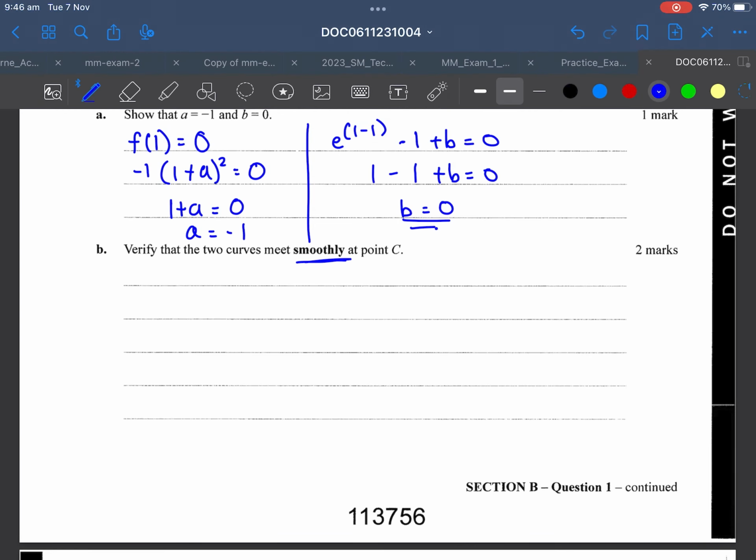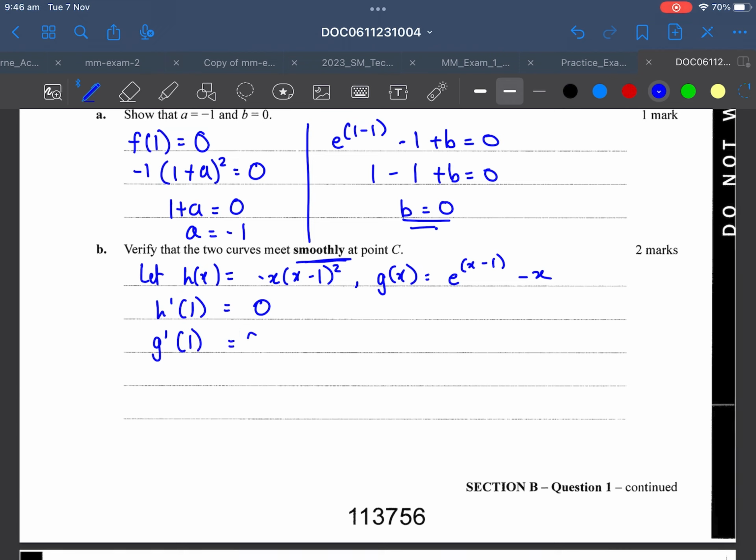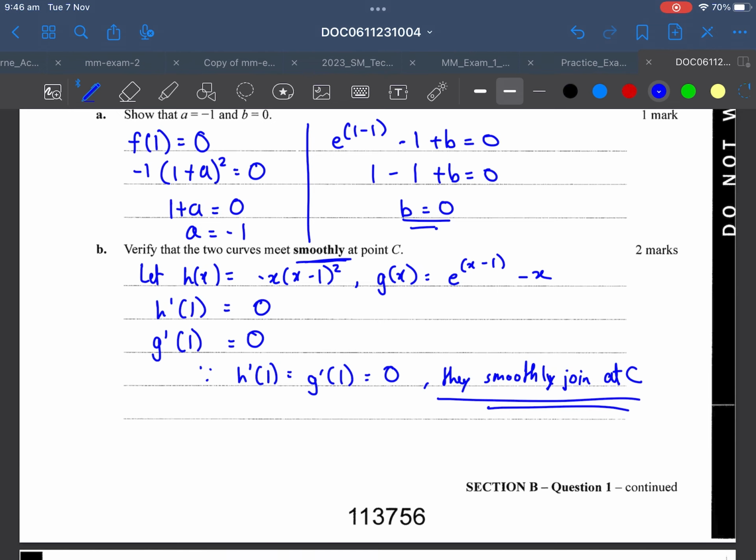Okay, so we can say in our answer that let h(x) be negative x times (x minus 1) whole squared. Let g(x) be e to the power of x minus 1 minus x. The derivative of h at 1 is going to be equal to 0. The derivative of g at 1 is also going to be 0. So since that is equal to that, they join smoothly. They smoothly join at C. Done.